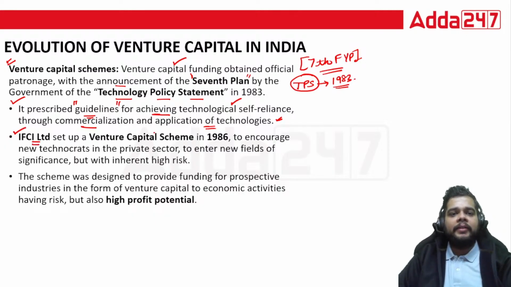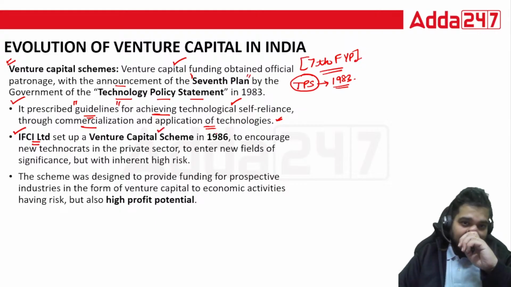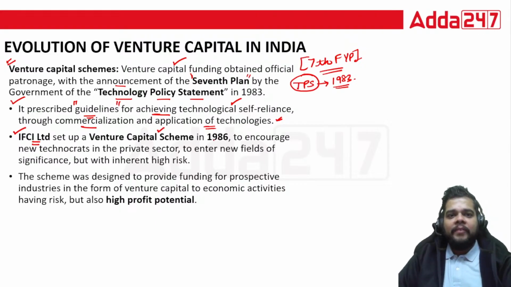It set up the VCS scheme, that is the venture capital scheme, in 1986. So after 1983, we have one scheme in 1986 to encourage the new technocrats in the private sector to enter new fields of significance, but with inherent high risk. So risk is always high whenever we talk about venture capital funding or the mechanism overall. Risk is very, very high because the return will also be high.